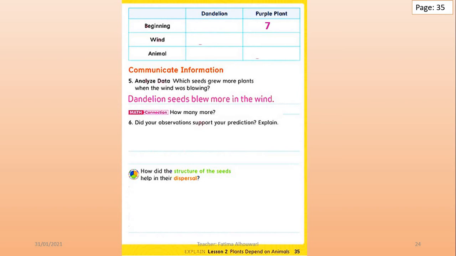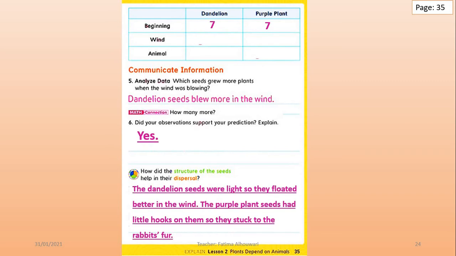The last question, the strong question. How did the structure of the seeds help in their dispersal? What do you think? Grade 2. Think about it and write your answer. For me, I think the dandelion seeds were light, so they floated better in the wind. But the purple plant seeds had little hooks on them, so they stuck to the rabbit's fur.